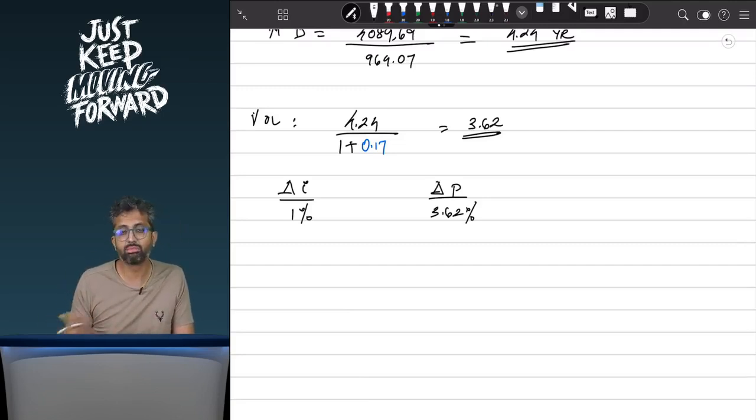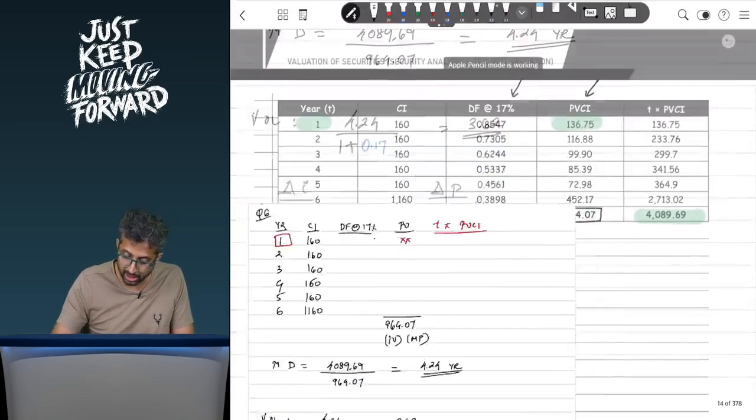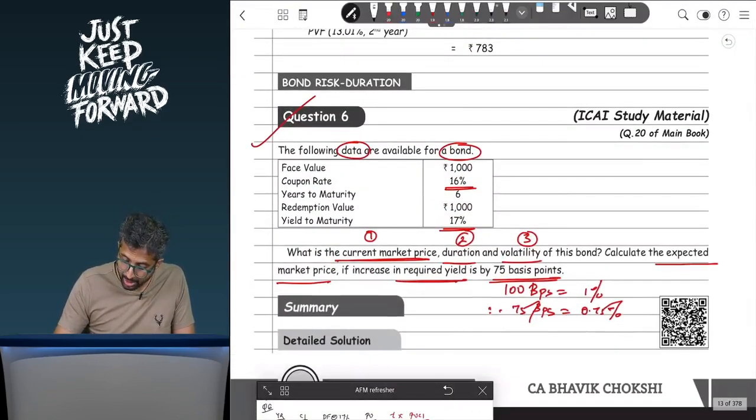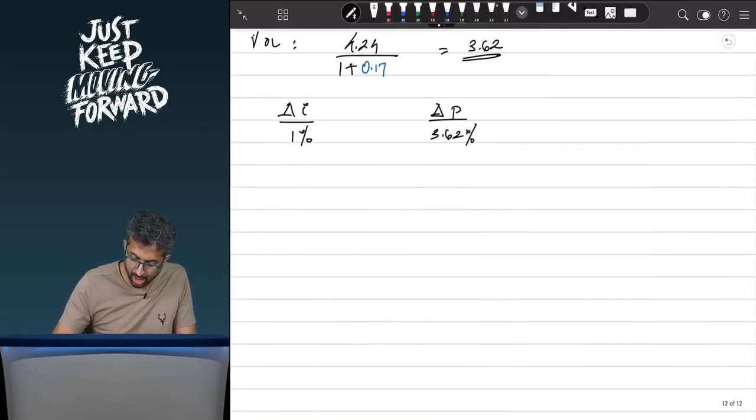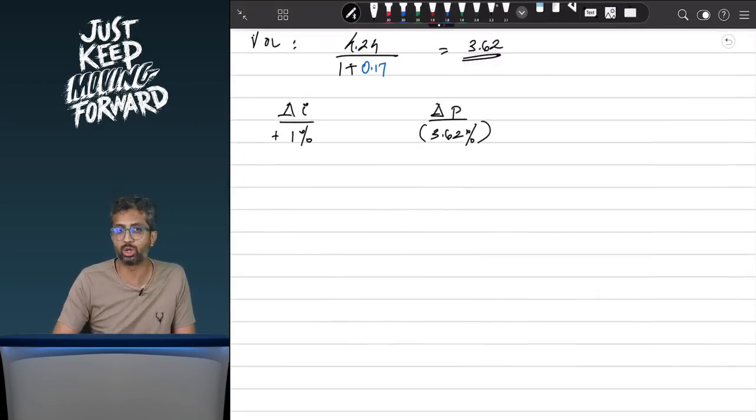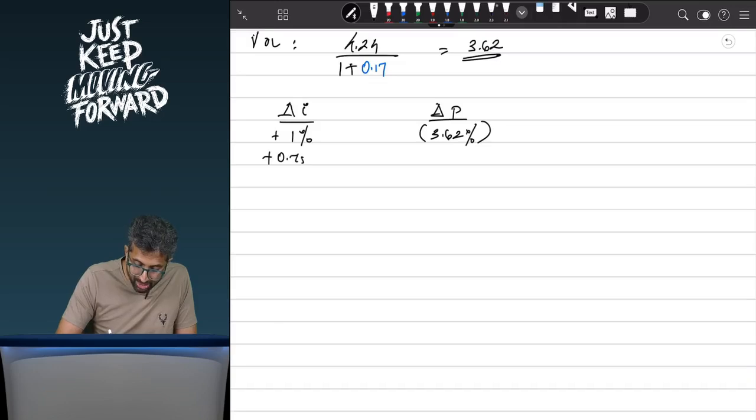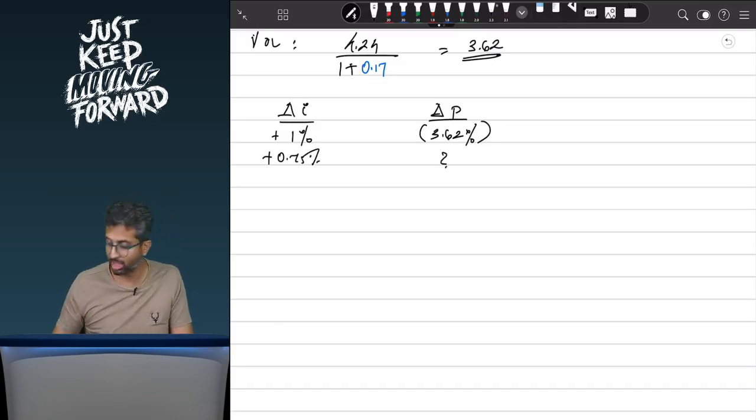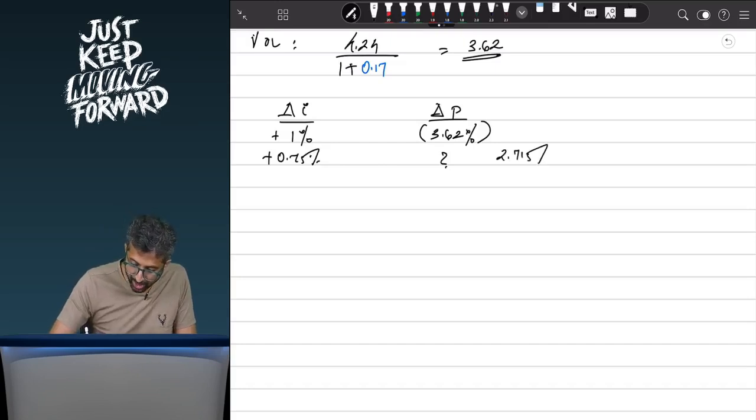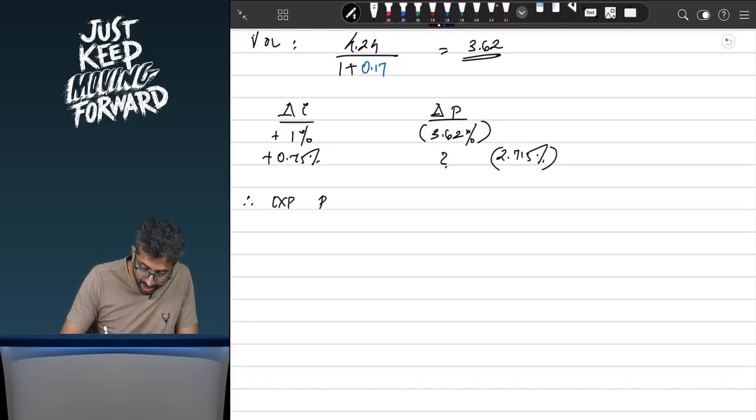But this is an inverse relationship. So we are expecting the yield to go up, increase by 75 basis points. So over here we are saying for a 1% increase, the bond price will go down by 3.62. It is an inverse relationship. So for a 0.75% increase, the bond price will change and become how much? So if I cross multiply 3.62, this will come to probably 2.715% negative.